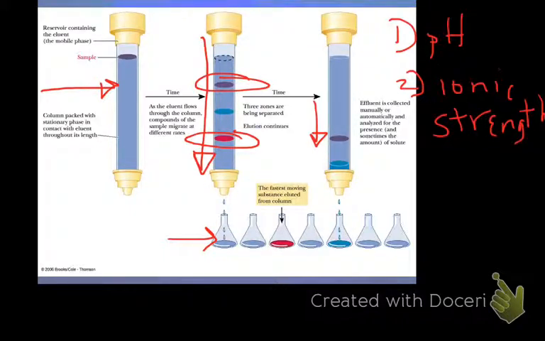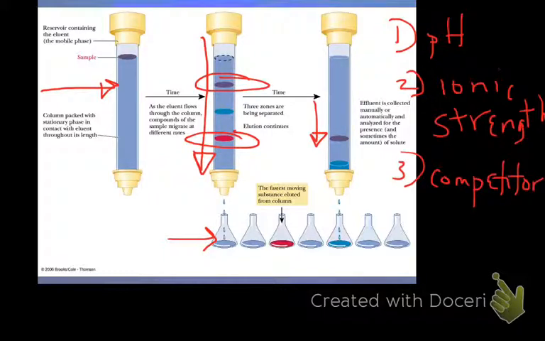Like, how do you increase ionic strength? What do you add? You add ions, which are more commonly called salt. You just increase salt concentration, because that's increasing the amount of ions that are there. Or you can sometimes use some type of competitor. That's true for the ones that are binding.